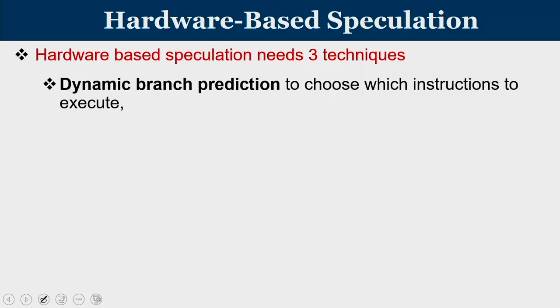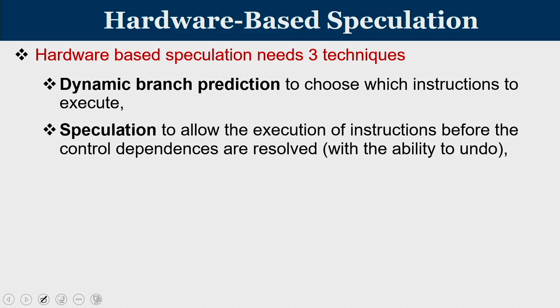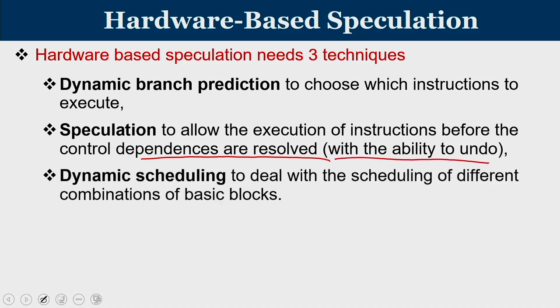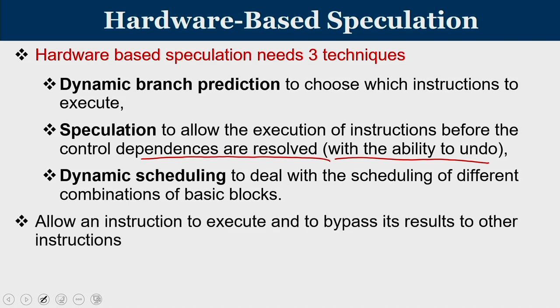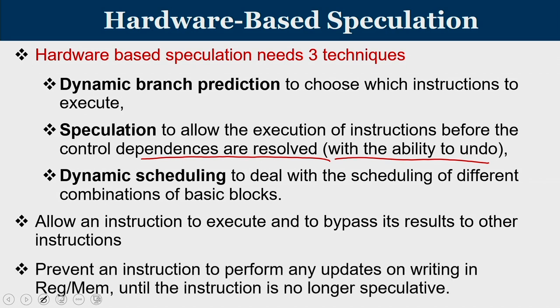Hardware-based speculation needs 3 techniques. You need a dynamic branch predictor, which will tell you which instruction to fetch and execute. You need to permit speculation, to allow execution of instructions before the control dependences are resolved, meaning before the branch outcome is known. At the same time, you need the ability to undo if the speculation goes wrong. And then you need dynamic scheduling to deal with the scheduling of different combinations of basic blocks. Overall, we are allowing an instruction to execute and bypass its result to other instructions, and preventing an instruction from performing any updates, writing in a register or memory, until the instruction is no longer speculative.